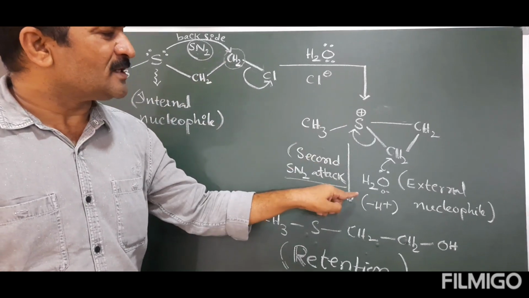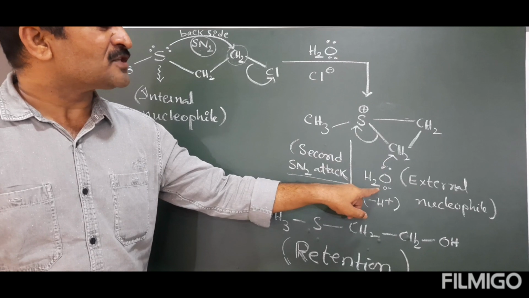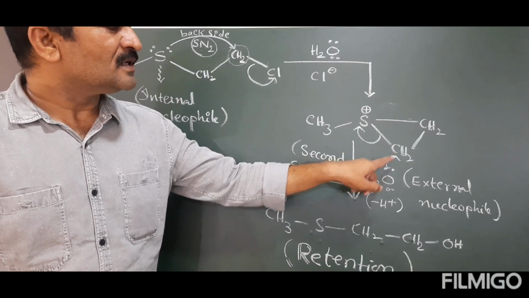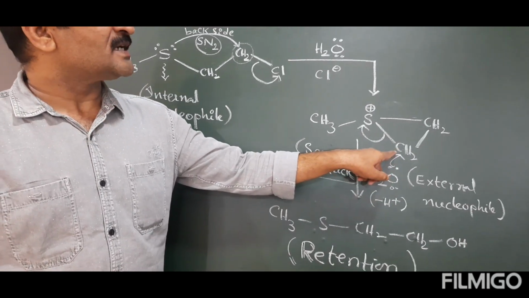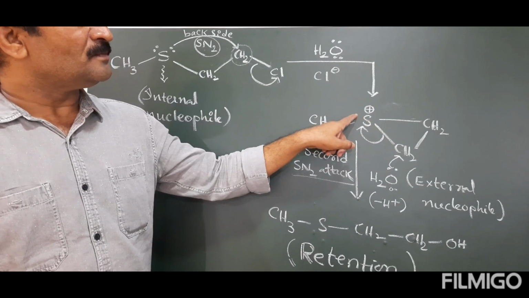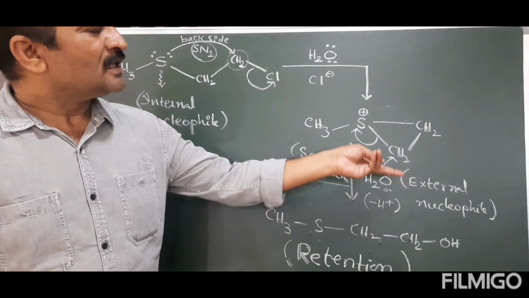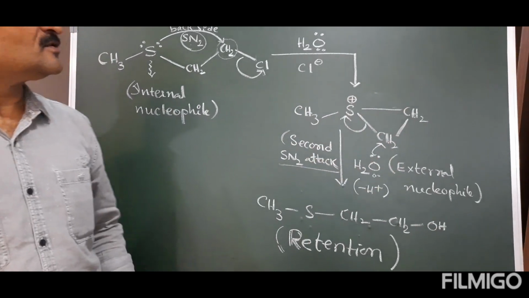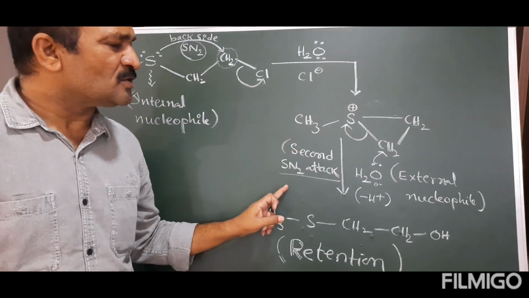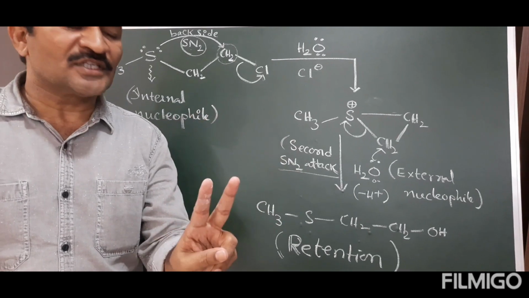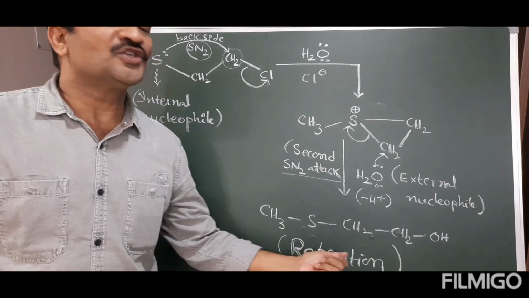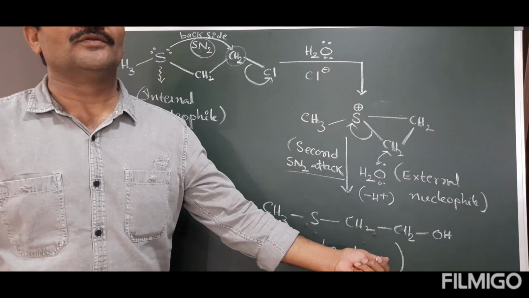And in the second step, the external nucleophile will attack. It is also attacking from the backside, and this is the leaving group. Suppose it is the chiral carbon, again inversion will take place. So two inversions are possible, and the result of two inversions leads to the retention of the configuration of the molecule.